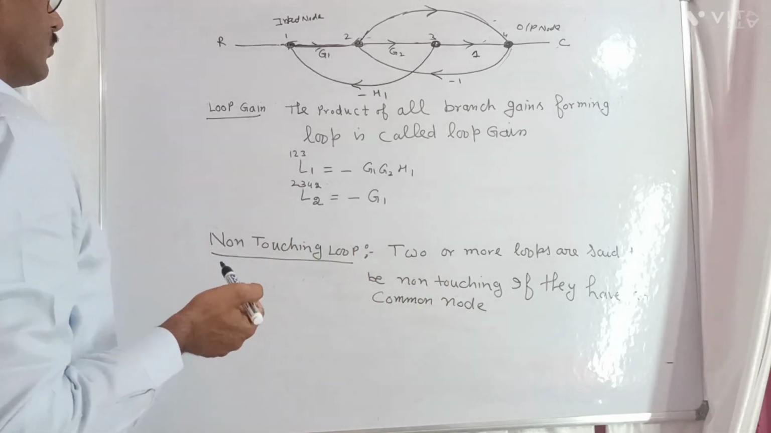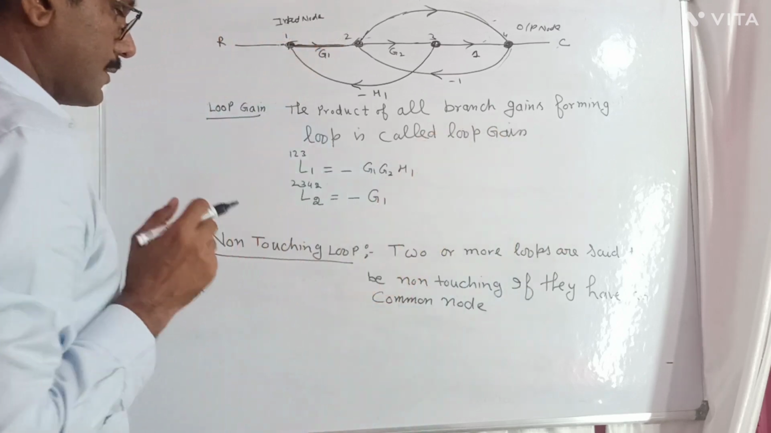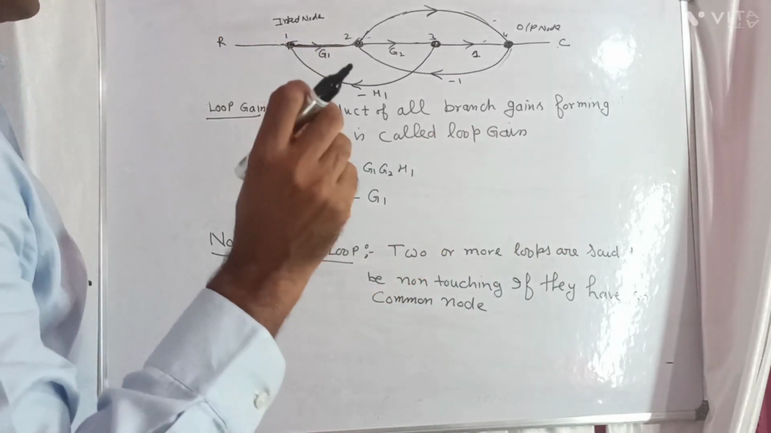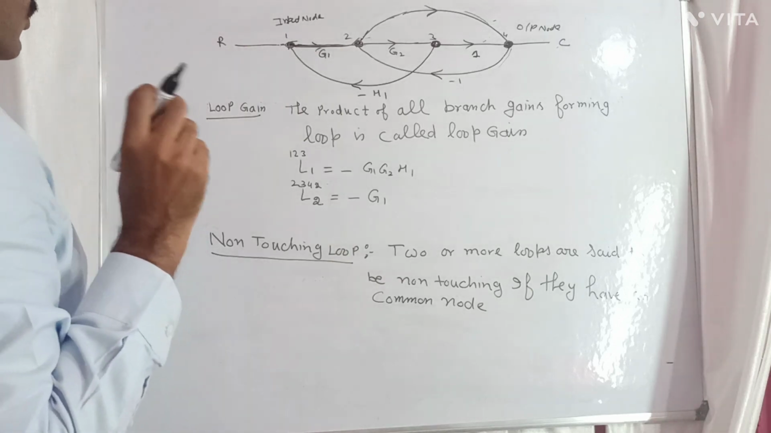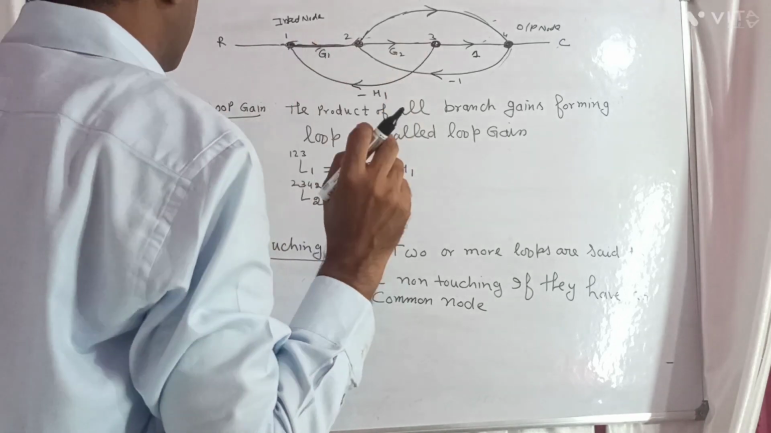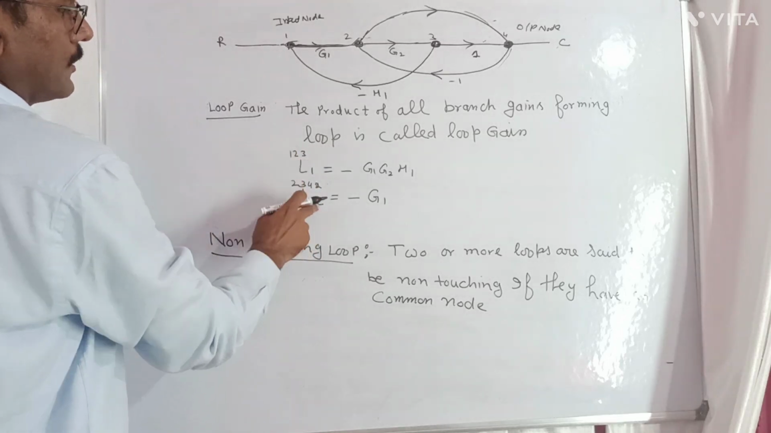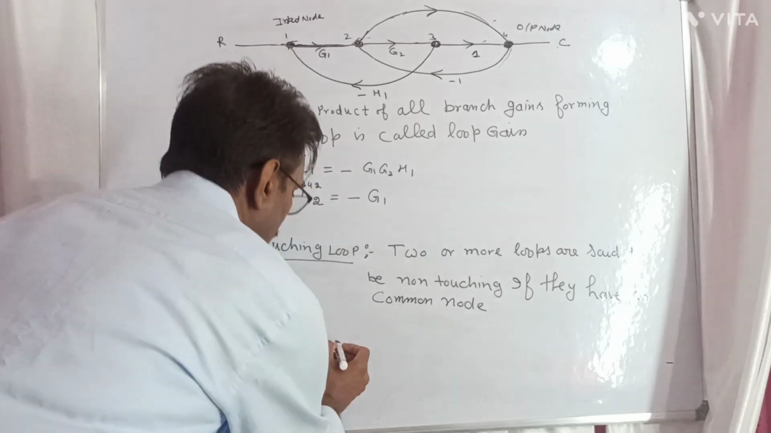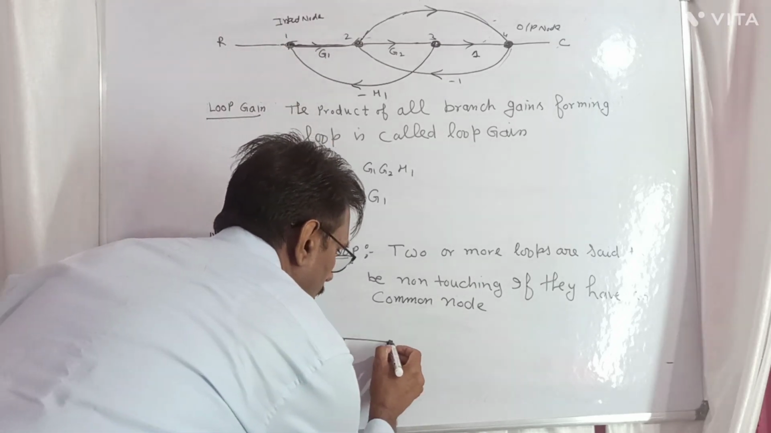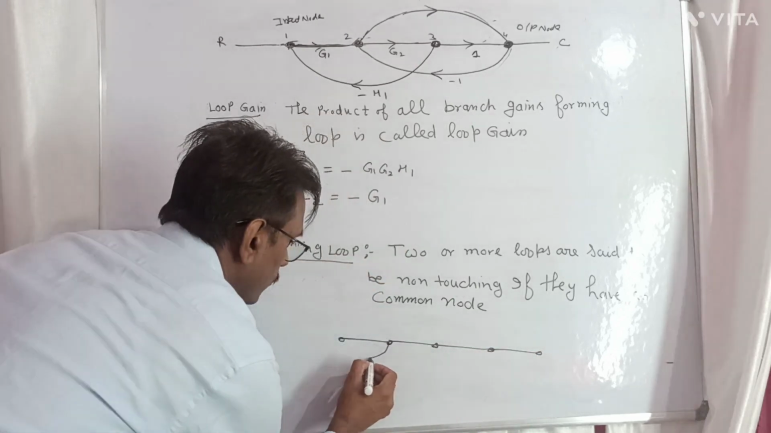Then non-touching loops. Two or more loops are said to be non-touching if they have no common node. If the loops have no common node, then they are called non-touching. Here the common node is 2, so these are not non-touching loops.